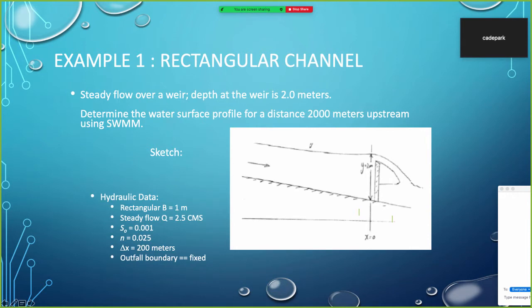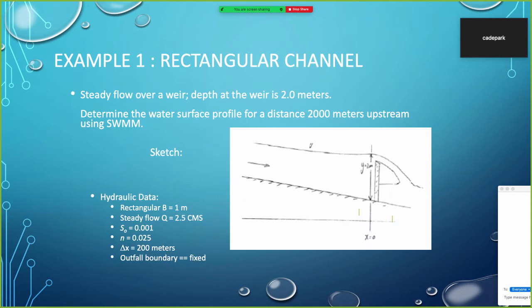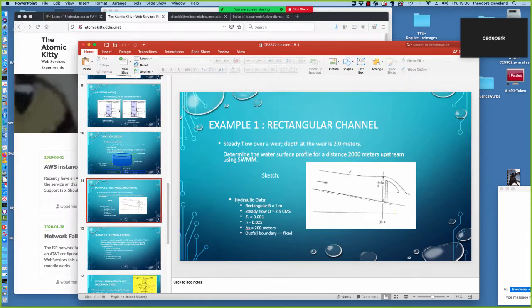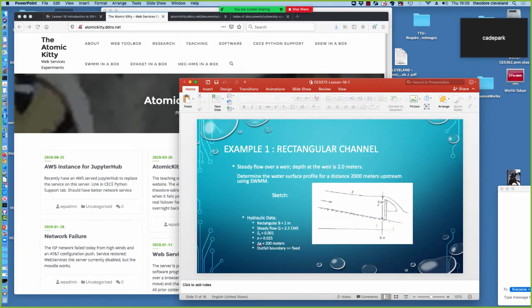So let's now look at the software itself. We're going to do two really simple problems at first, and then we'll try to load in the Goodwin Street case that we left off with last time. First we're going to do a rectangular channel, and then we'll do flow in a sewer. So let me exit here.